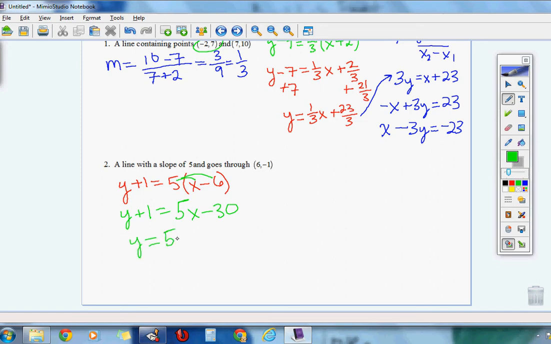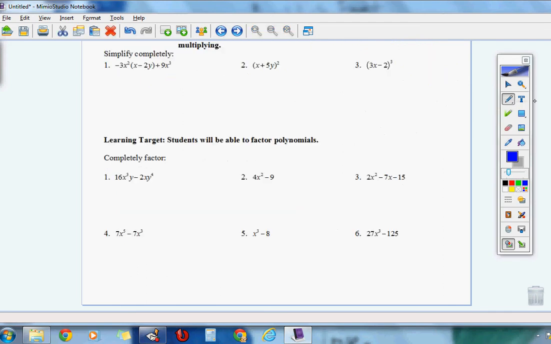Subtract 1 from both sides. 5x minus 31 is slope-intercept form. So now to move into standard form, we're going to, oops, switch that to blue. We're going to subtract 5x from both sides. So we'll have negative 5x plus y equals negative 31. And if you multiply everything by negative 1, we would now have 5x minus y equals positive 31, and that would be standard form. So I could ask you for any of those, getting you comfy with the different forms.